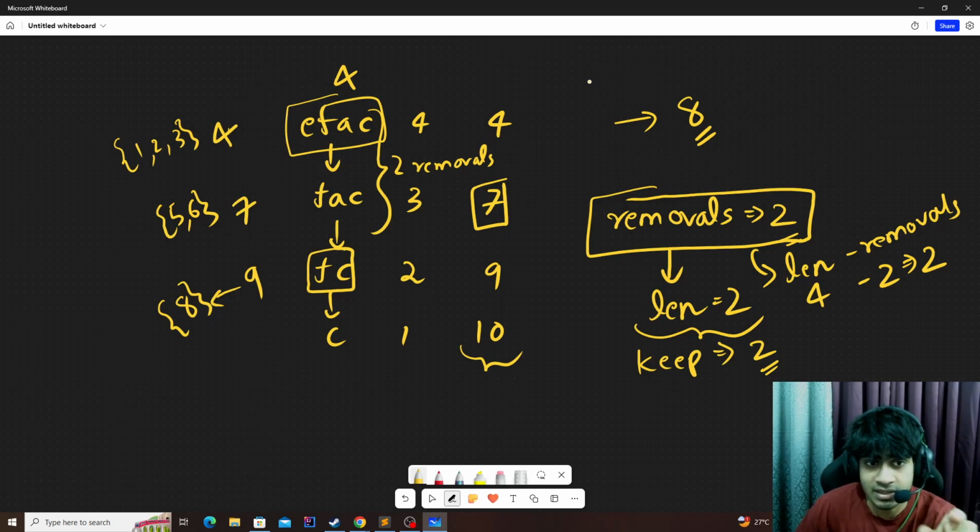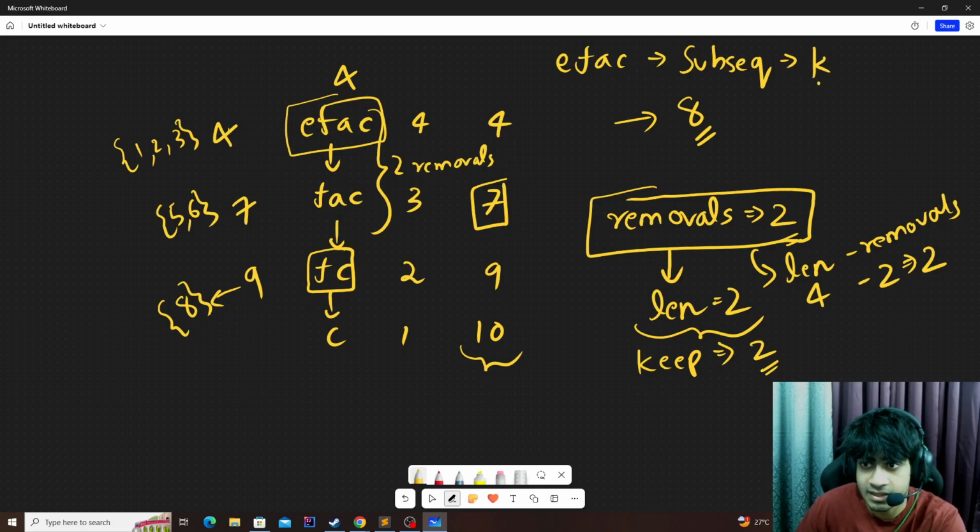So now the question is: given a string EFAC, find a subsequence of length k, such that it is lexicographically smaller. Now this is the question.